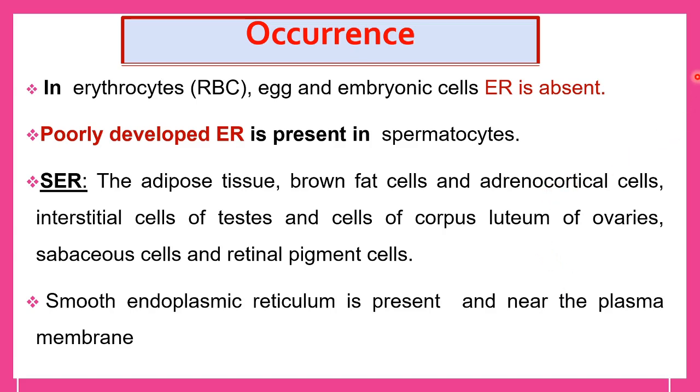Coming to the smooth endoplasmic reticulum. The smoothness is because of absence of ribosomes. It is present in the cells where lipid metabolism and glycogen metabolism occur. The cells like adipose tissue, brown fat cells and adrenal cortical cells, interstitial cells of testis, cells of corpus luteum of ovaries, sebaceous cells and retinal pigment cells. The smooth endoplasmic reticulum is abundantly present because these cells are involved in the synthesis of lipids.